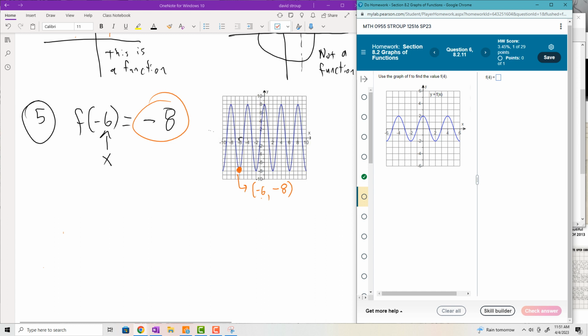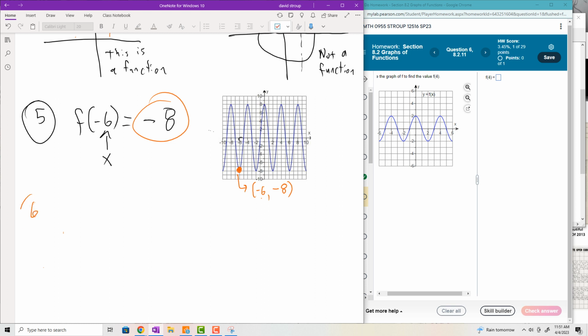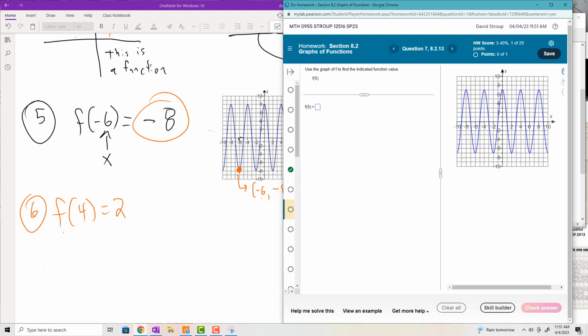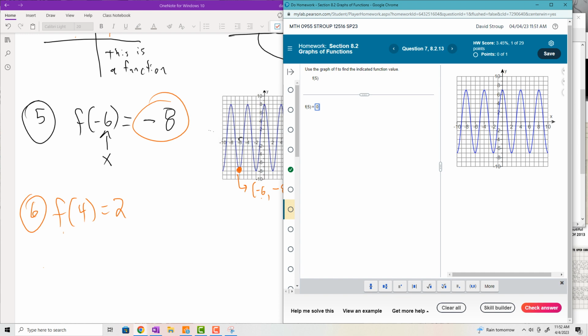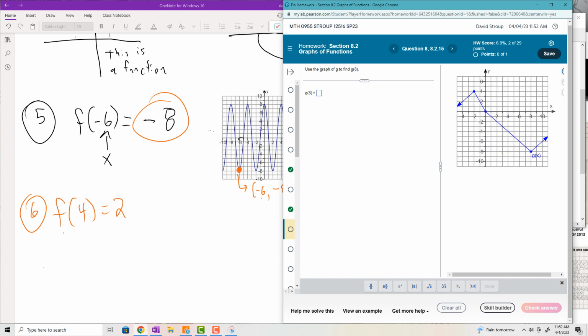All right. So anyways, you just gotta find the point on there at 4. So you go to 4, and then it looks like it's 2. The ordered pair is 4, 2. So number 6, f of 4 is equal to 2. Okay, so you just locate the point on the blue curve. So f of 5 here, you zoom in. f of 5 is 0. Hopefully that's clear. You know, I'll cover it in class if it's not clear. g of 8.